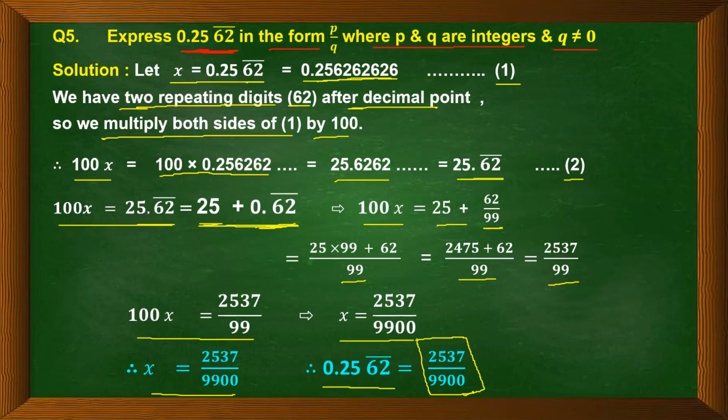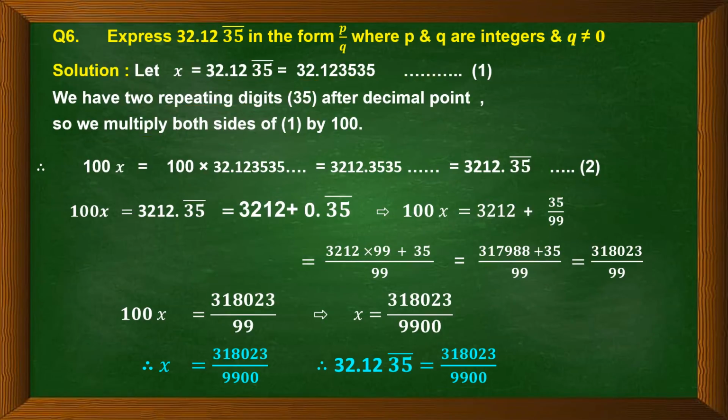Now let us move to the sixth question. The sixth question is: express 32.1235 under bar in the form of p by q where p and q are integers and q is not equal to 0. Now, if you observe, this number is a mixed recurring decimal number because we have two digits after the decimal point, that is 1, 2, which are not going to get repeated. Only 35 is going to get repeated. So this is a mixed recurring decimal.